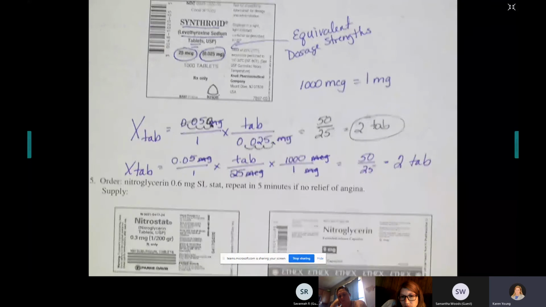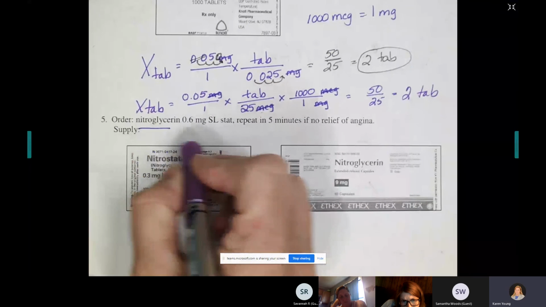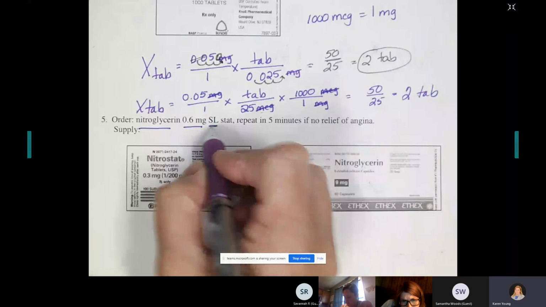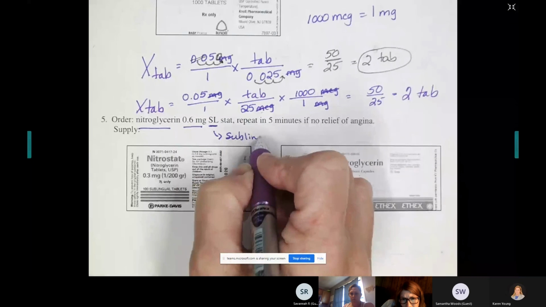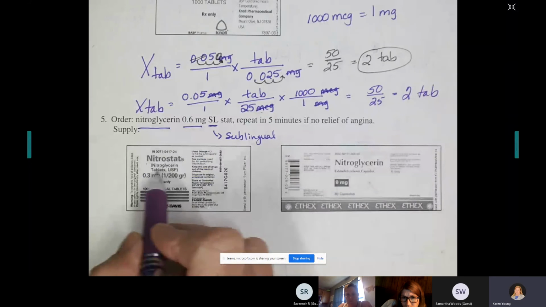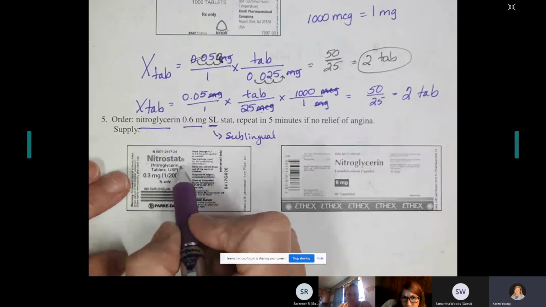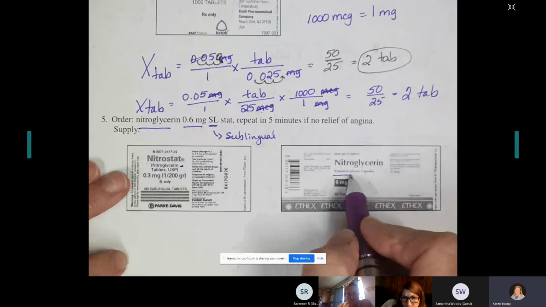So I'm going to throw a little curve in here. The order is for nitroglycerin, 0.6 milligrams, SL. SL is sublingual. Okay, so I have to make sure that the tablet I'm giving is sublingual. So am I going to give the Nitrostat, and the Nitrostat is nitroglycerin? Or am I going to give the nitroglycerin, which is extended release capsules?